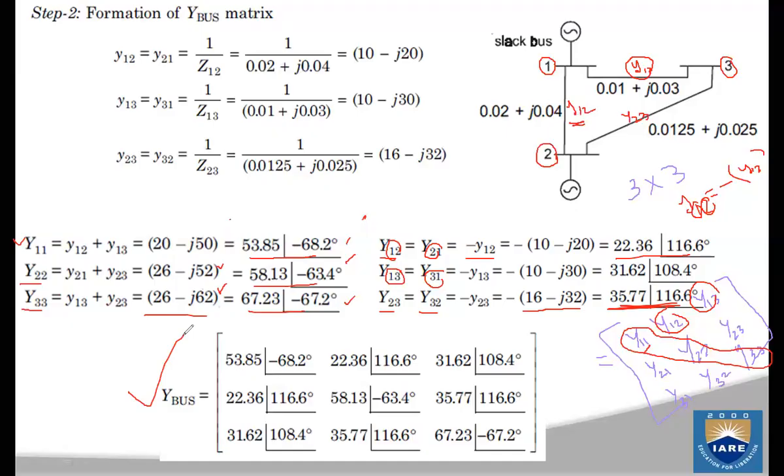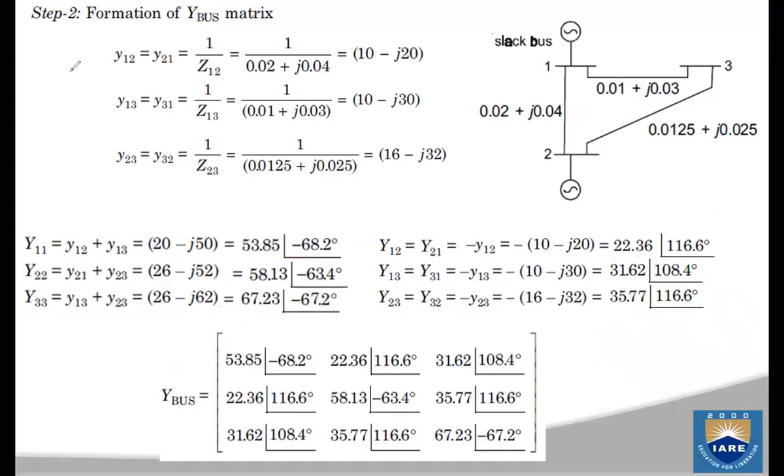This is the second step in the Gauss Seidel method. In the first step, you have to read the data such that all values are in per unit. If generation and demand are given, then you have to calculate the injected active power and injected reactive power from the generation and demand.